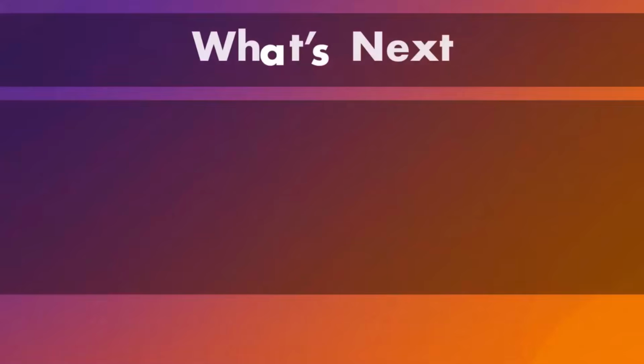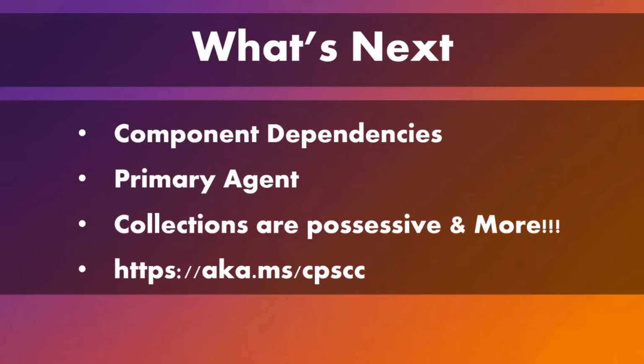Okay, so what's next, everybody, for component collections on some future calls? We're making a little series out of this. We're going to talk about component dependencies. There's a feature called primary agents. It's also good to understand that collections are possessive. They are very, very selfish. And we're going to see how you can use them across multiple agents, although individual components are very, very possessive to the agent.